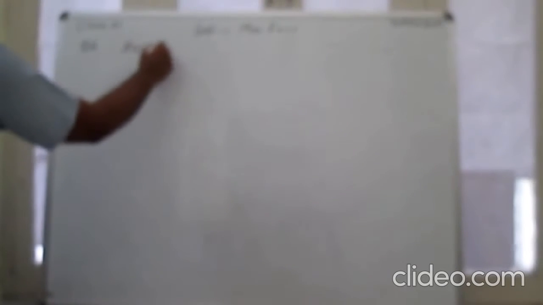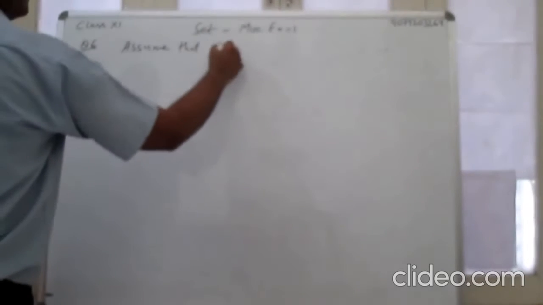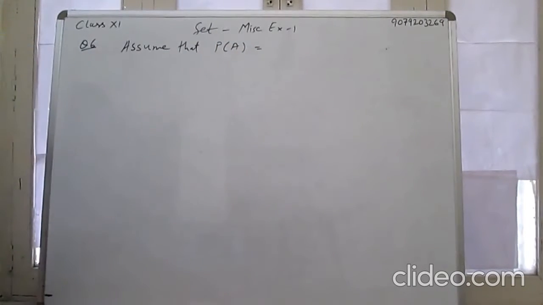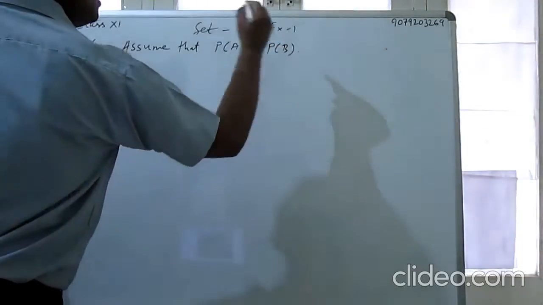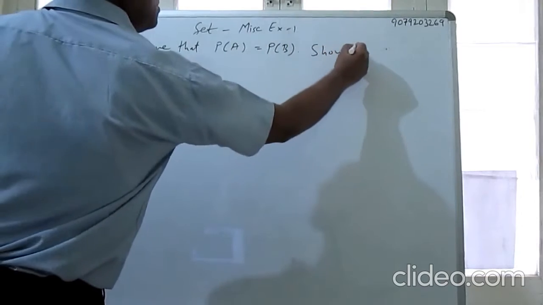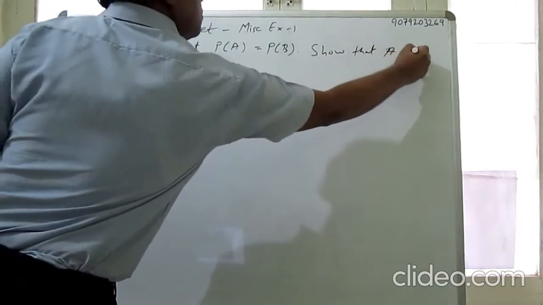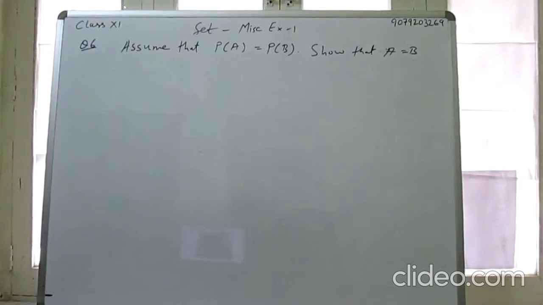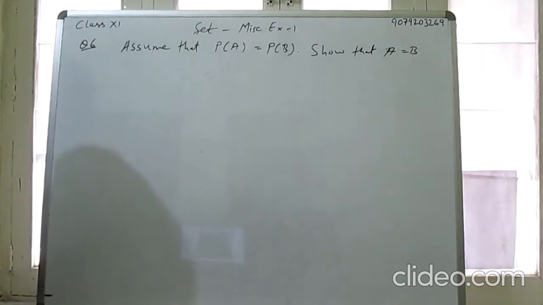Question 6. Assume that PA is equal to PB, so that A is equal to B. You have to prove A is equal to B. PA, power set A is equal to power set B, is given to you.